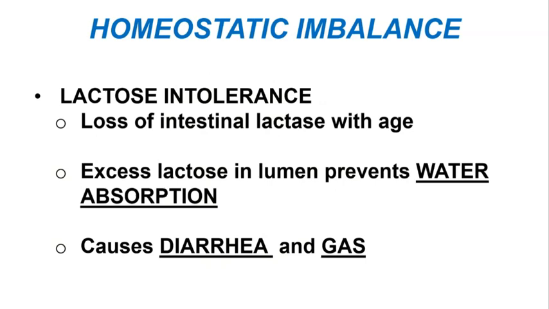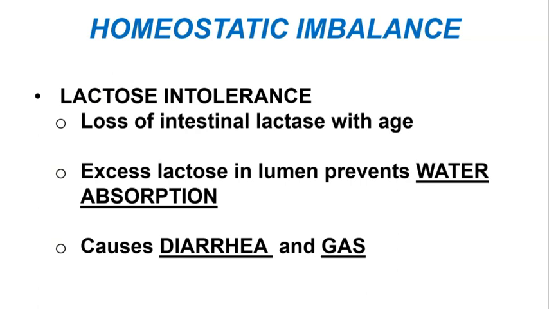So one thing that we see as we age, the enzyme that digests lactose, which is called lactase, tends to decrease in production. We see that excess lactose will remain in the small intestine and create an osmotic pull that causes water to remain in the small intestine as well as in the large intestine, which causes diarrhea as well as gas. We say that gas comes from the bacteria metabolism of the undigested lactose.